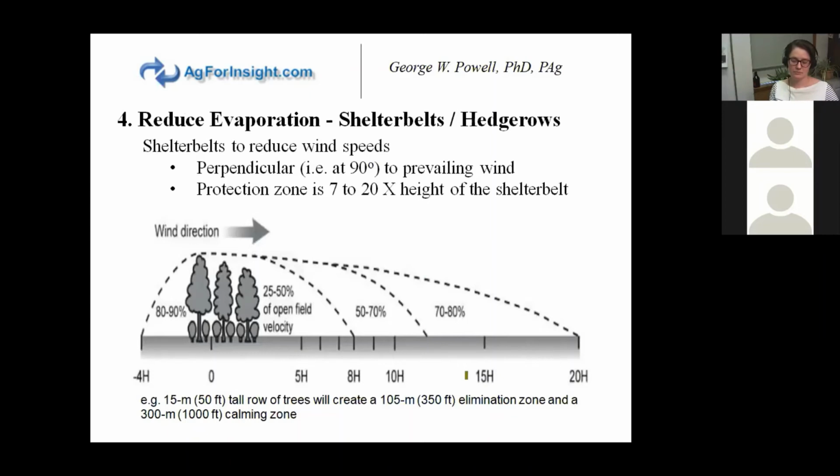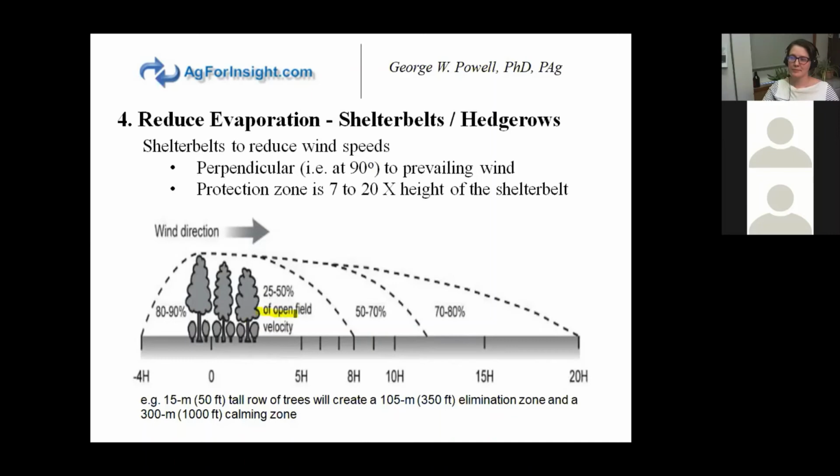So shelter belts to reduce these wind speeds primarily, but also to act on the temperature and the humidity. You plant them perpendicular to the prevailing wind in your area. And the protection zone that's created is relative to the height of what's planted there. So the protection zone is 7 to 20 times the height of the shelter belt. So for example, if I've got 50-foot tall tree rows, this is going to create a 350-foot elimination zone.